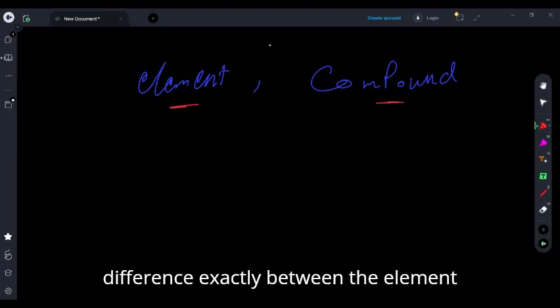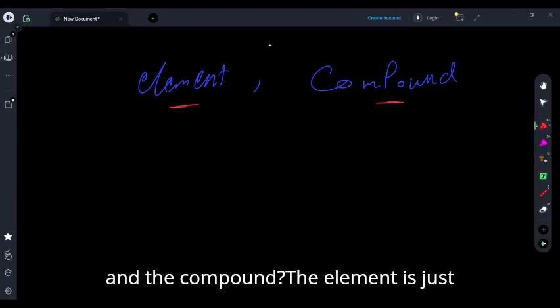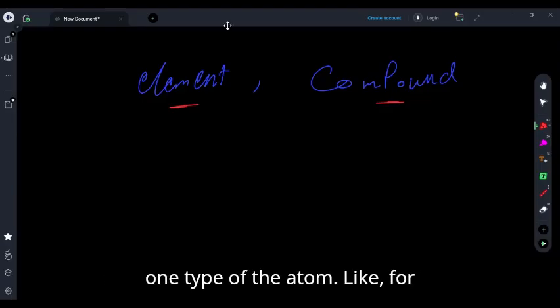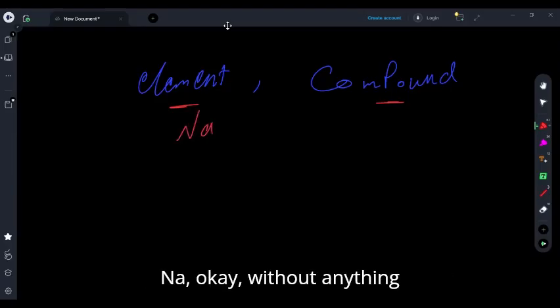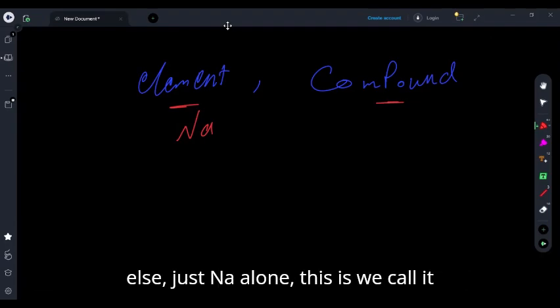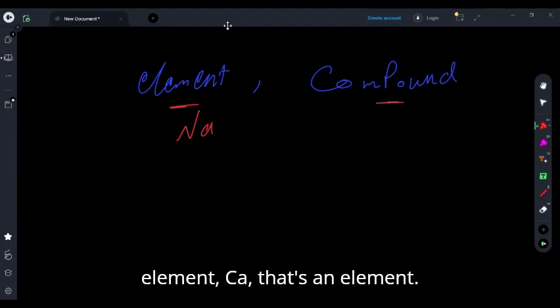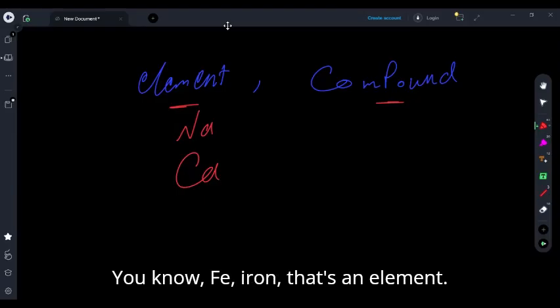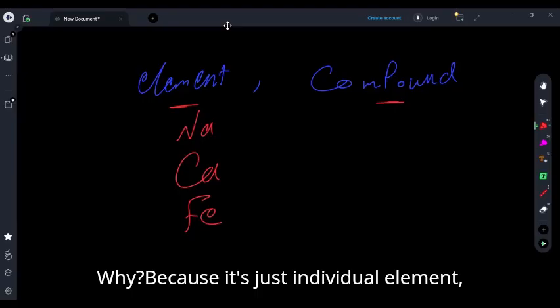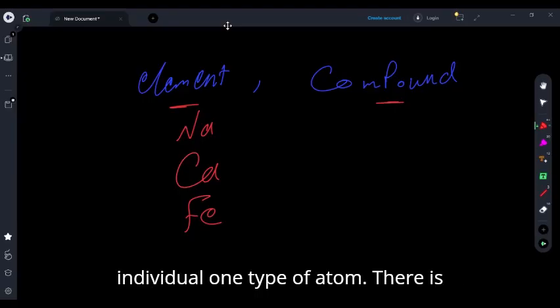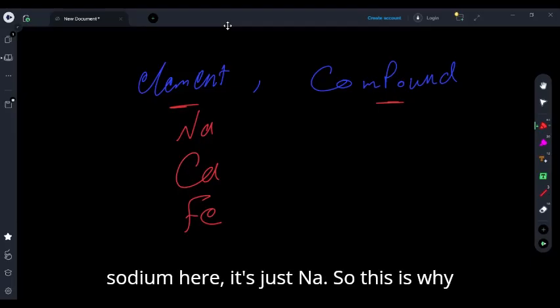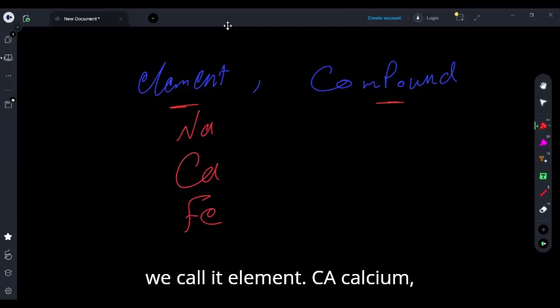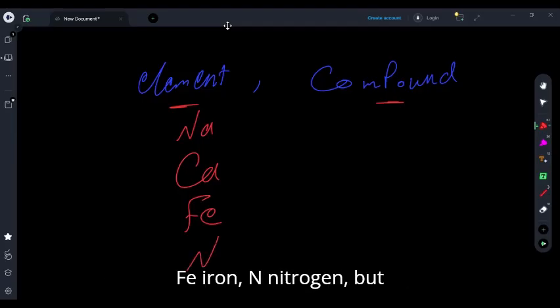But first, what is the difference exactly between the element and the compound? The element is just one type of atom. For example, if you see something like Na, without anything else, just Na alone, we call it an element. Ca, that's an element. Fe, iron, that's an element. Why? Because it is just an individual element, one type of atom. There are no other things with the sodium here. It's just Na. So this is why we call it an element. Ca, calcium, Fe, iron, N, nitrogen.